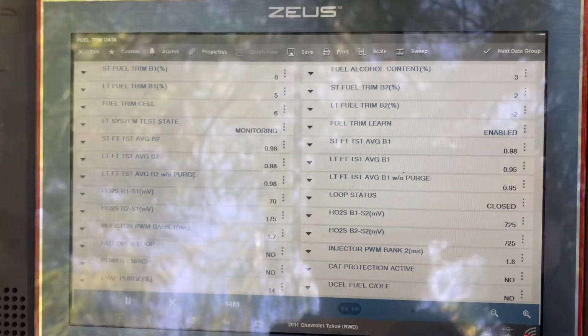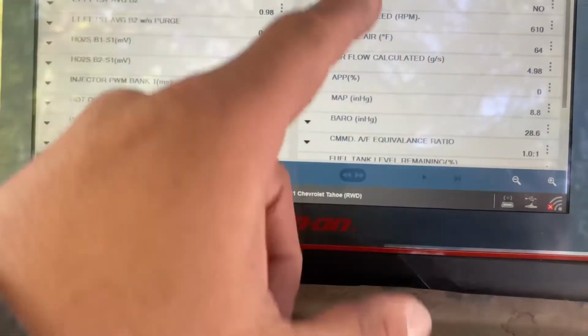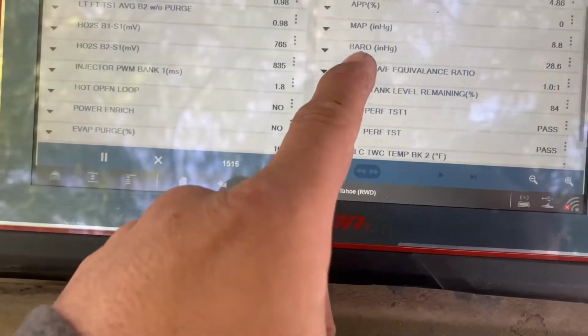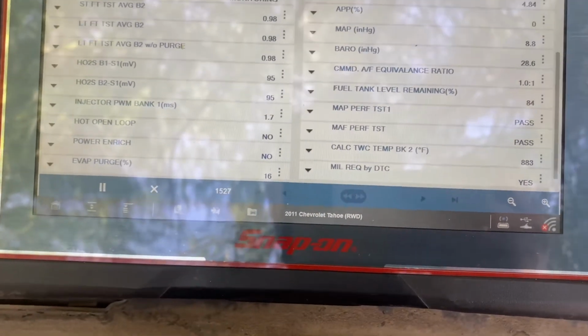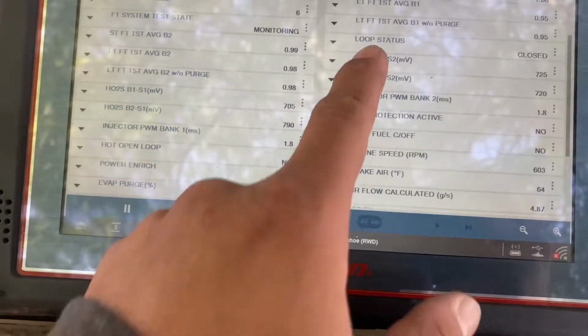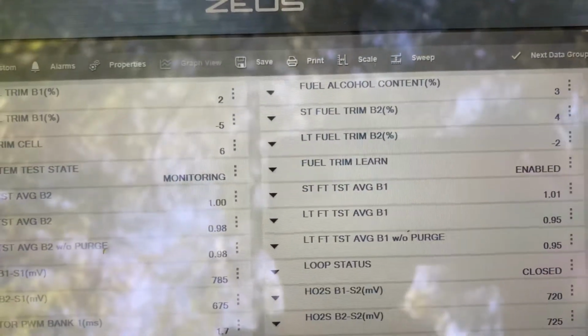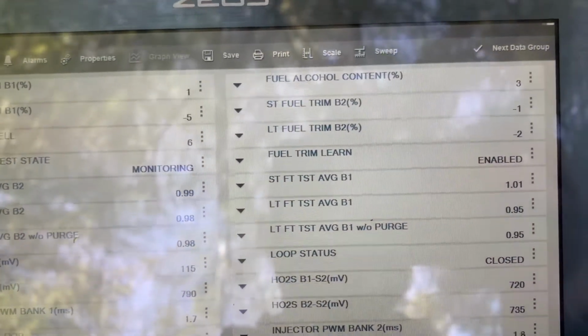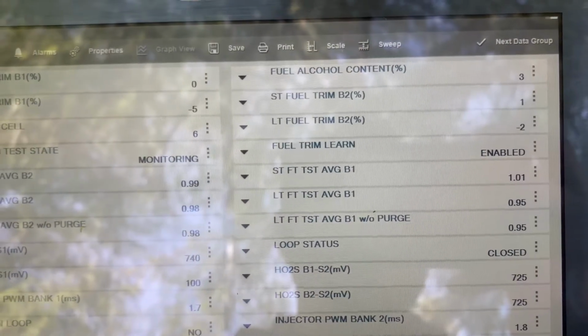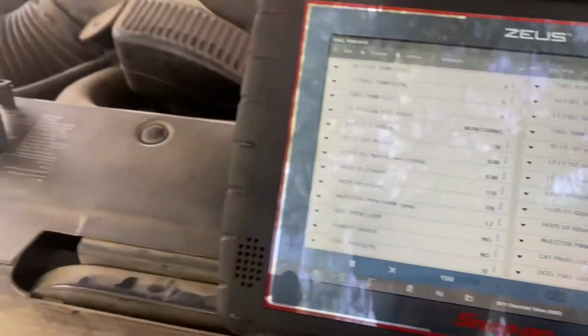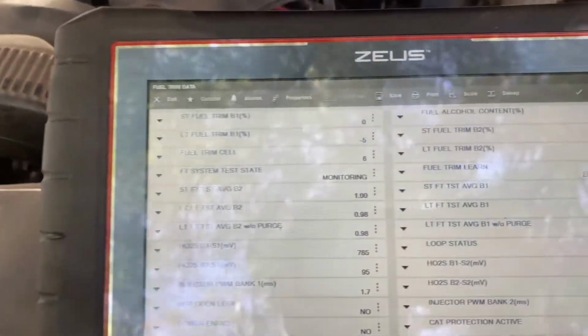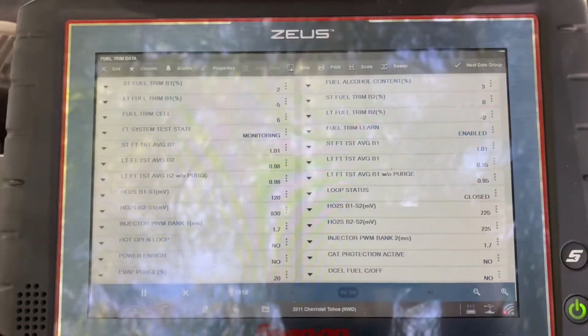After resetting, everything is working properly. Fuel content still at 3. Short-term fuel trims at 0, negatives, and on the other sensor it was just throwing positives. But stay tuned for more videos.